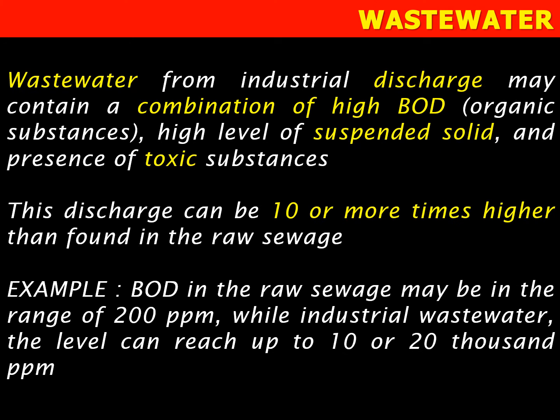How about wastewater? Wastewater from industrial discharge may contain a combination of high BOD, organic substances, a high level of suspended solids, and the presence of toxic substances. This discharge can be 10 or more times higher than found in raw sewage. For example, the BOD in raw sewage may be in the range of 200 parts per million, while in industrial wastewater, the level can reach up to 10 or 20,000 parts per million.